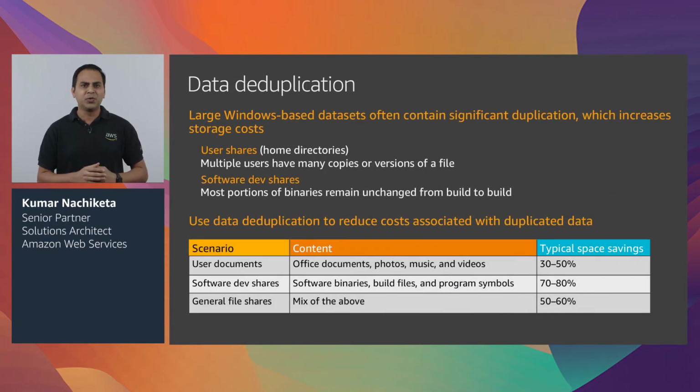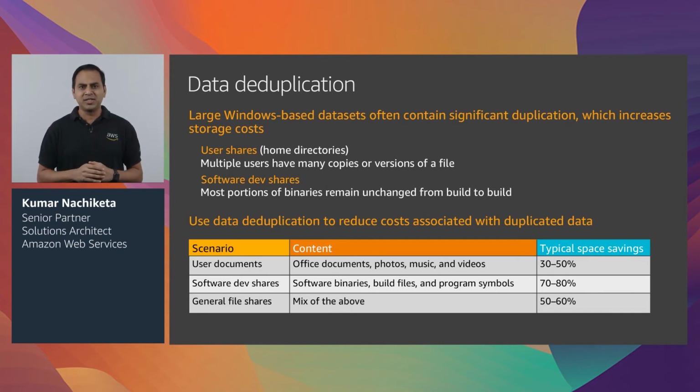Another useful feature of FSx for Windows File Server is data deduplication. So what is data deduplication? Large data sets often have redundant data. For example, with user file shares, multiple users tend to have files that are similar or identical. You are saving the same videos, photos, or music. As another example, with software development shares, most binaries remain mostly unchanged from build to build.